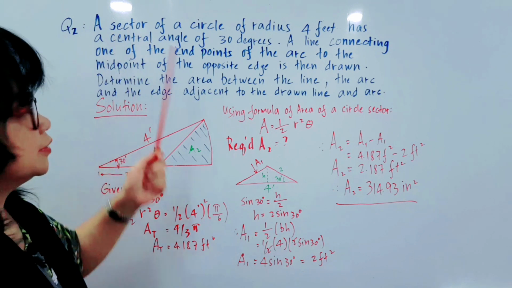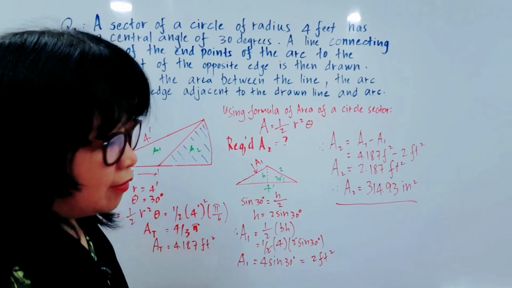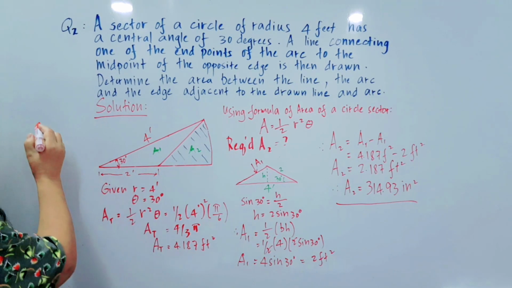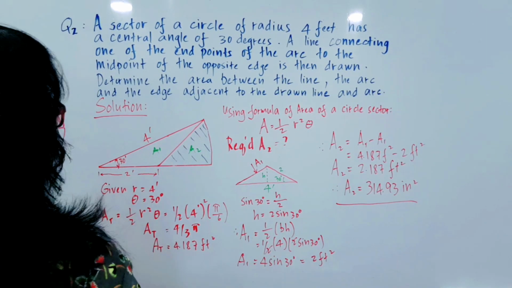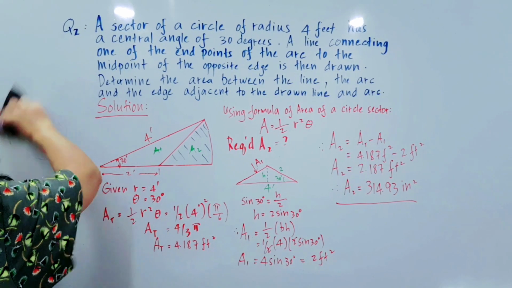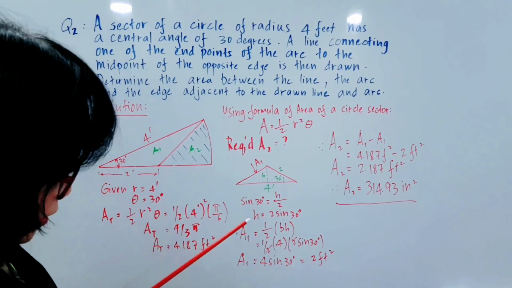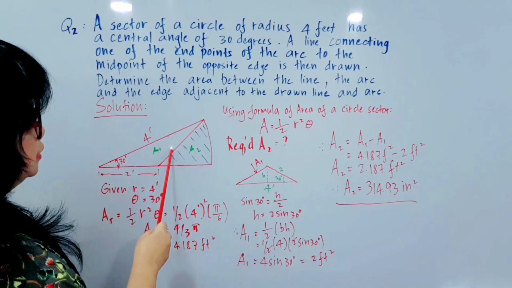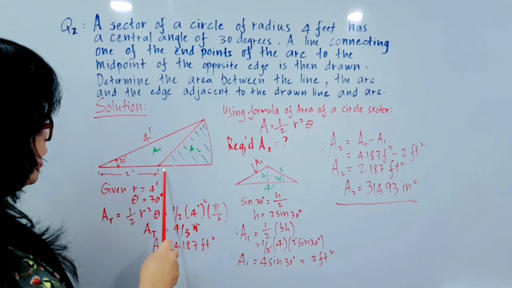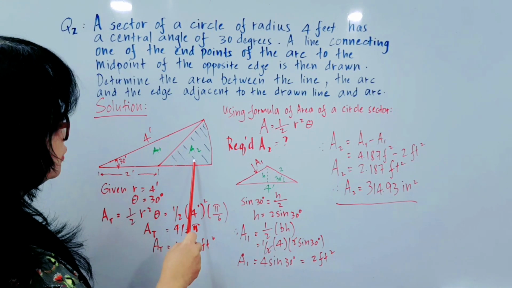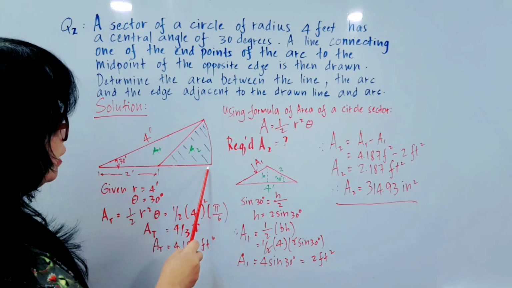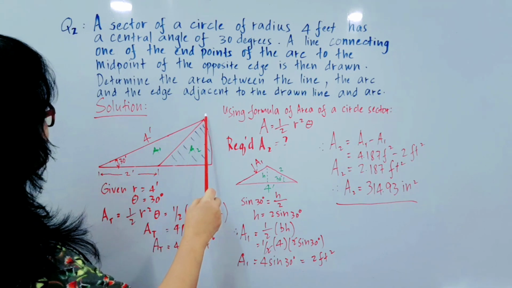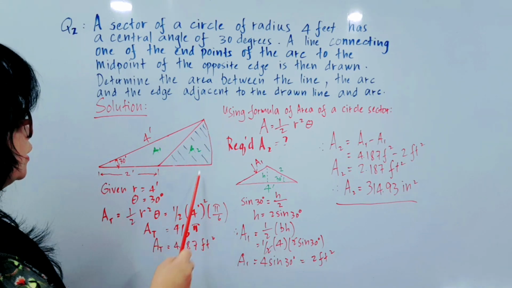Now, a sector of a circle, that means, halimbawa, meron kang circle. Ang hinahanap natin diyan is the area between the line, the arc, and the edge adjacent to the drawn line and the arc. Yun ang hinahanap natin, yung area ng part of the sector of a circle.